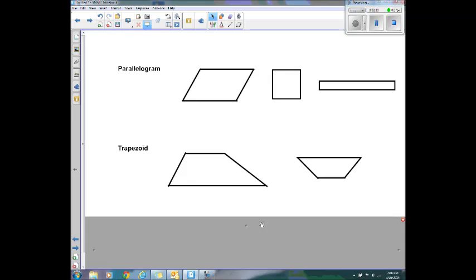With a trapezoid, 2 sides are parallel to each other, and the other ones are not. These go in opposite directions, so they can't be parallel. Here, the top and the bottom are parallel to each other, but the sides most obviously are not. Those are called trapezoids. Notice all of these are quadrilaterals. All of them have 4 sides.